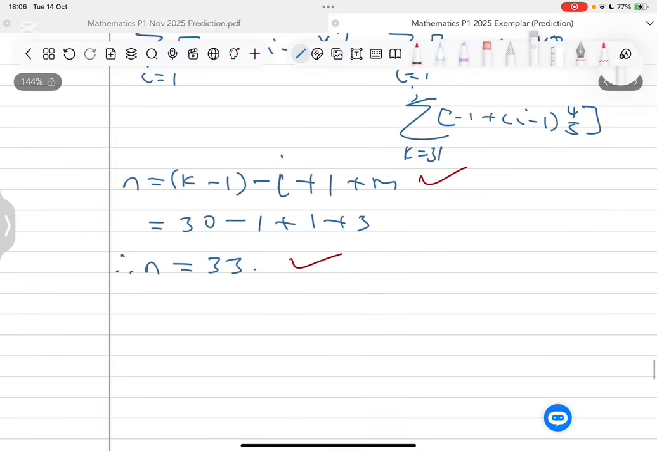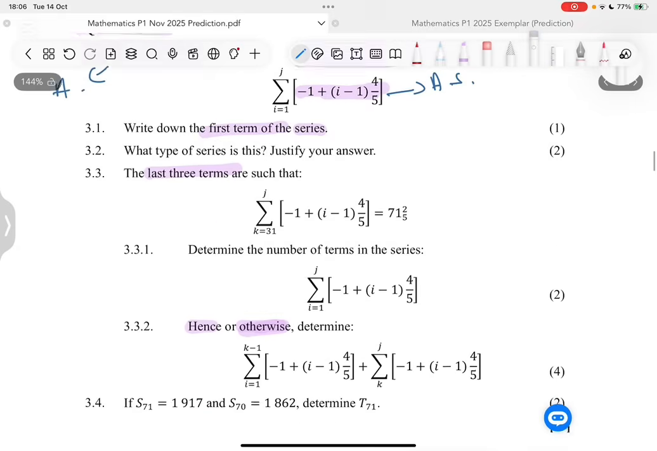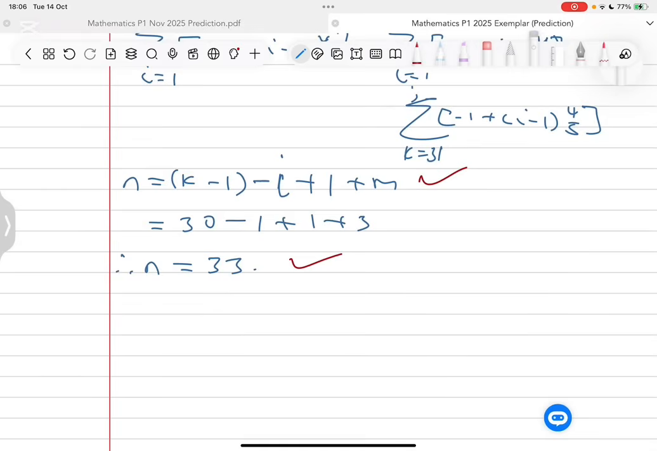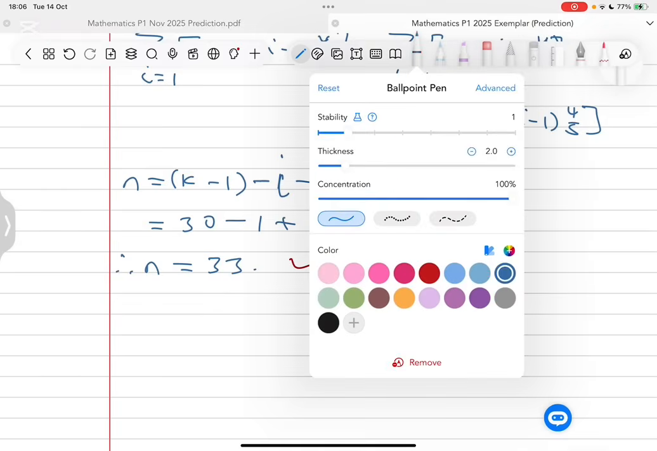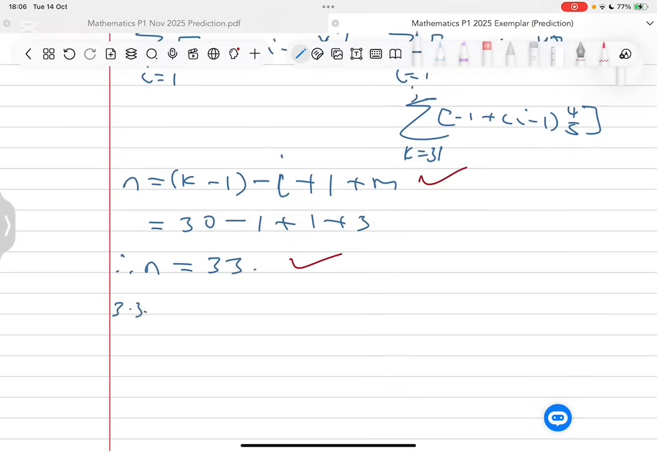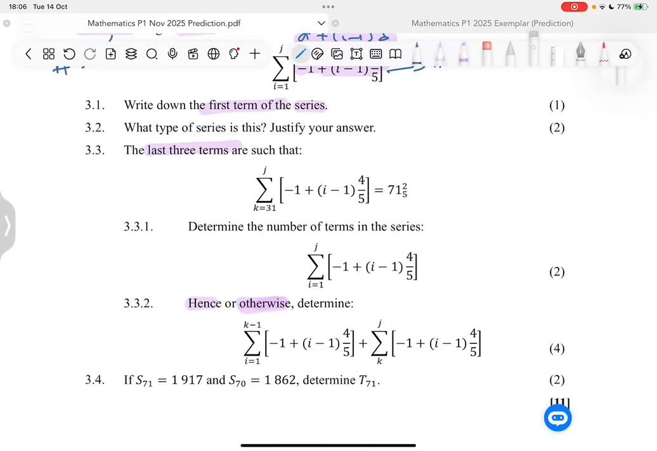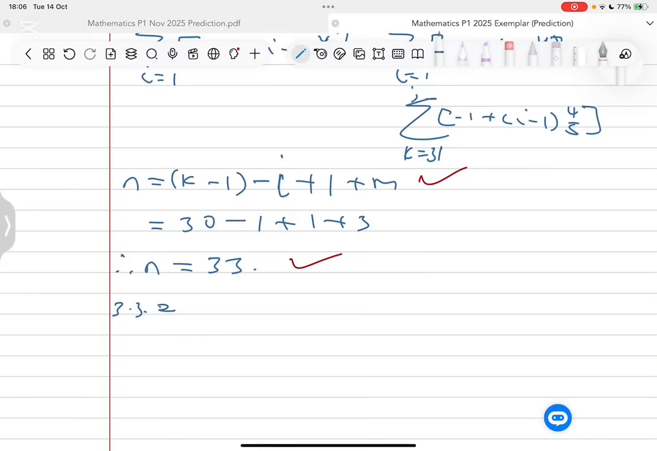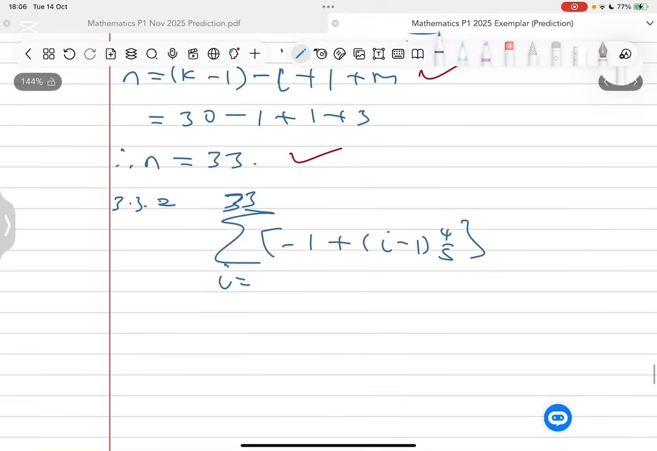Now, there's something very interesting that you have to observe here in order for us to answer this question and make it really easy. So here we are looking at 3.3.2. We are looking for the sum of i equals 1 to 33, because our j we now know is 33, and this is i minus 1, 4 over 5. Now, there's a couple of things that we have to understand.